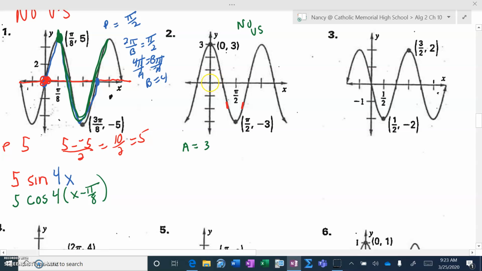Then I decide if I'm going to write a sine or a cos. So go where x is 0, and if I look where the graph is, I started up. That's a cos graph, because sine starts on the axis, cos is above or below. So I'm going to write a cos graph. My amp is 3, and now I just have to get the period.